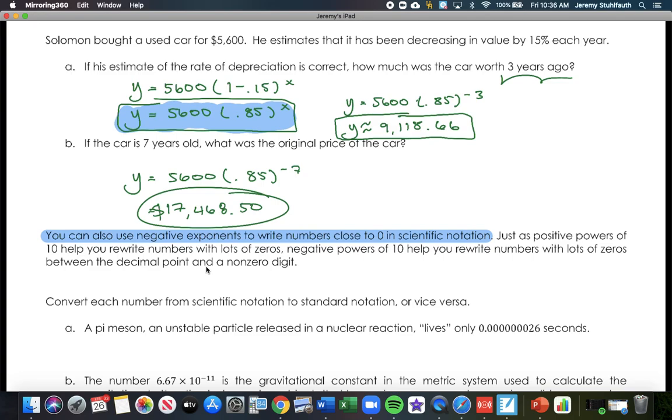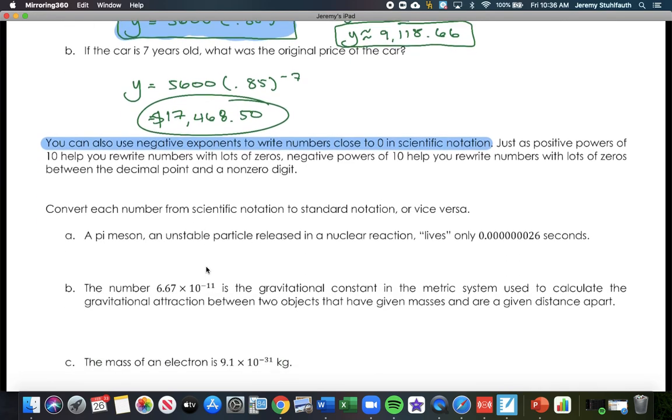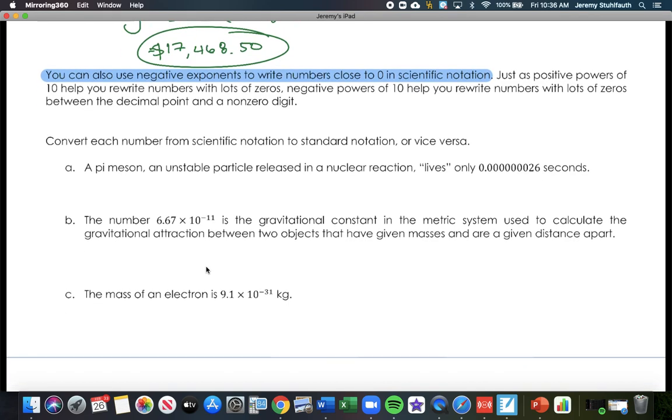So that is an example of how you can use negative exponents to find the value of something or the amount of something in the past. Now, finally, we can use negative exponents to write numbers that are really close to 0 in scientific notation.